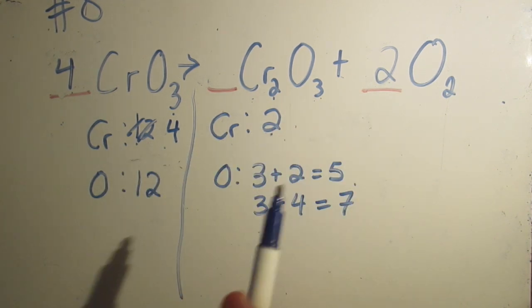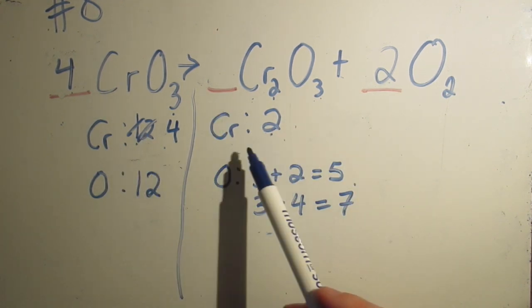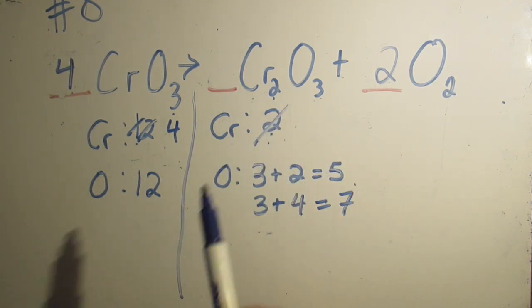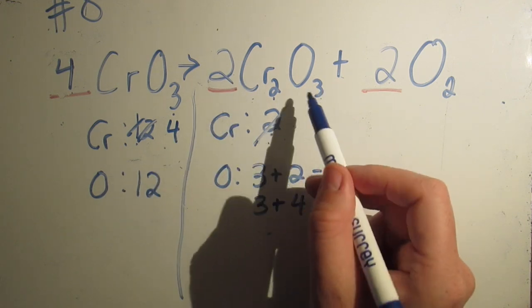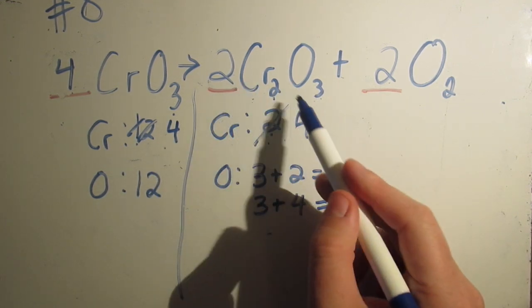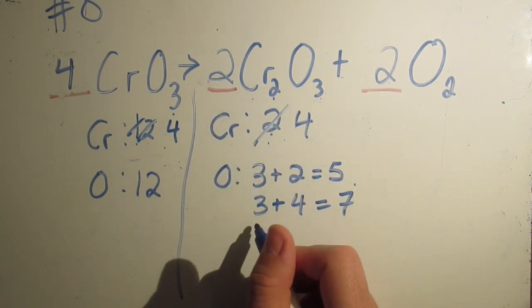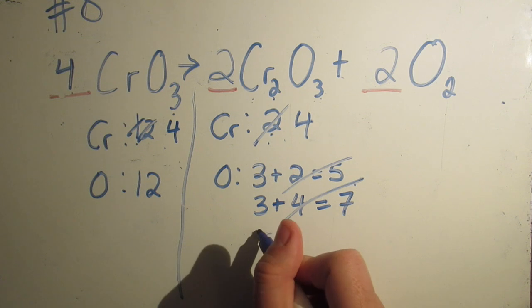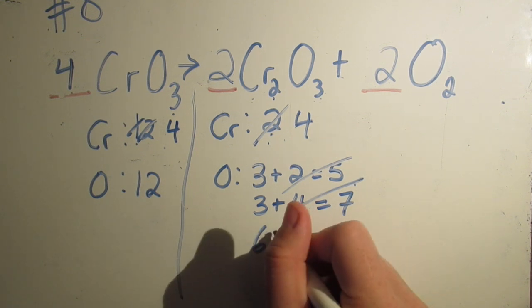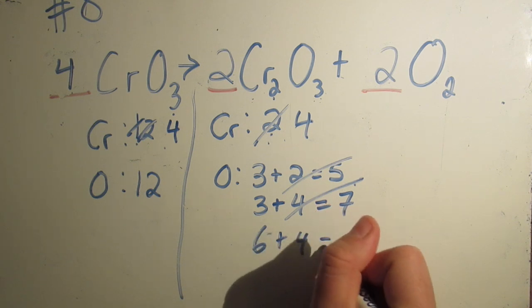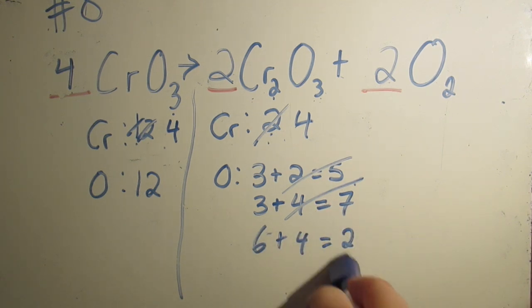It's no longer balanced on the chromiums. So I want 4 chromium over here. So to do that, I multiply this by 2. So that would be 4 chromiums. Then again, remember your oxygen's changing now, so 2 times 3. So these are all wrong. We've got 2 times 3 is 6, plus what we have right now is 2 times 2, 4, equals, sorry, that equals 10.